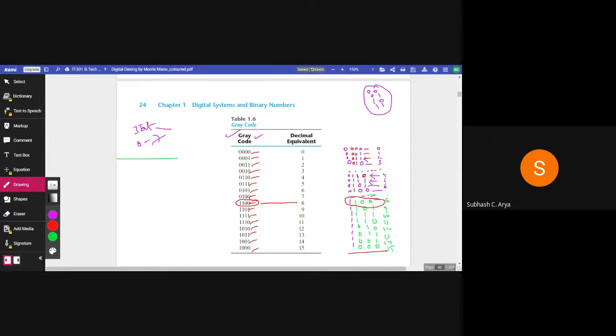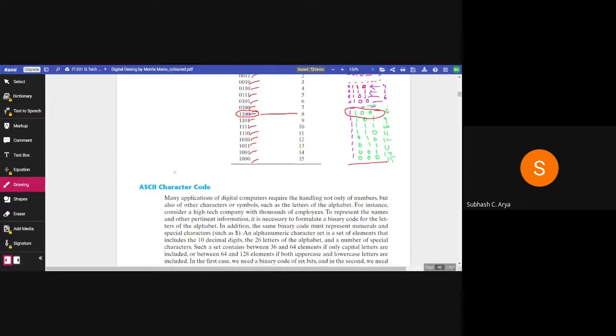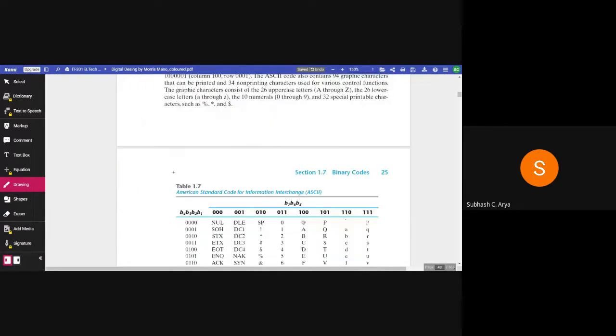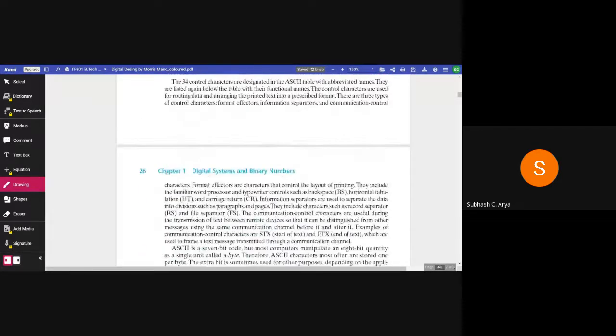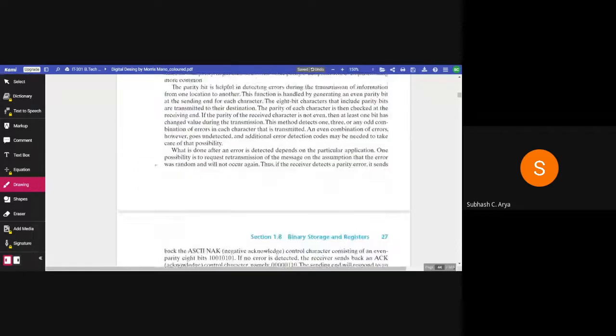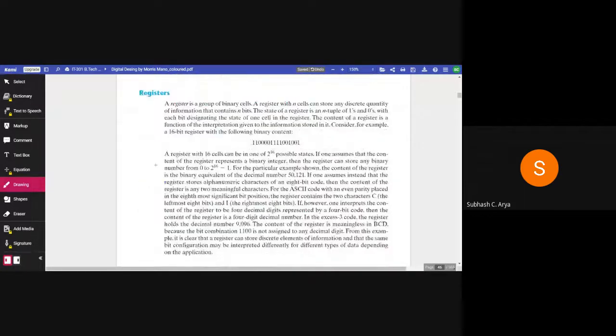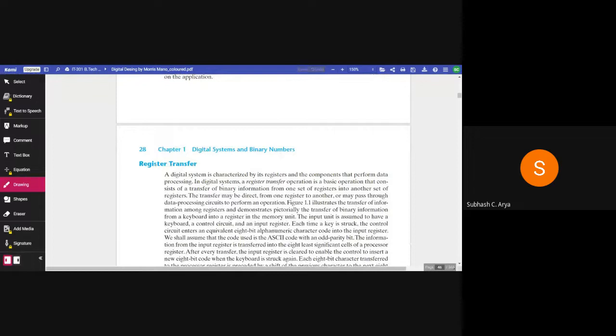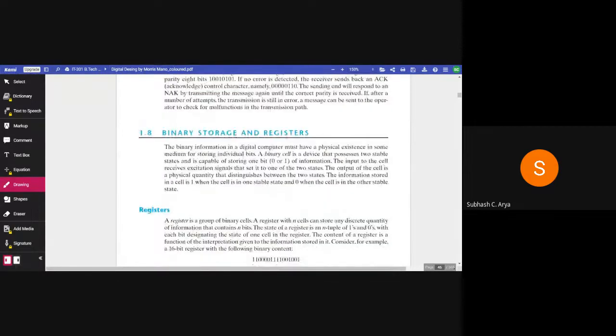So gray code: how to write gray code from 0 to this, we come to know here. Okay. So I think this ASCII code is not in your syllabus. So your book is with you, you can read. So with that, today's class is concluded. Any question? Please let me know.